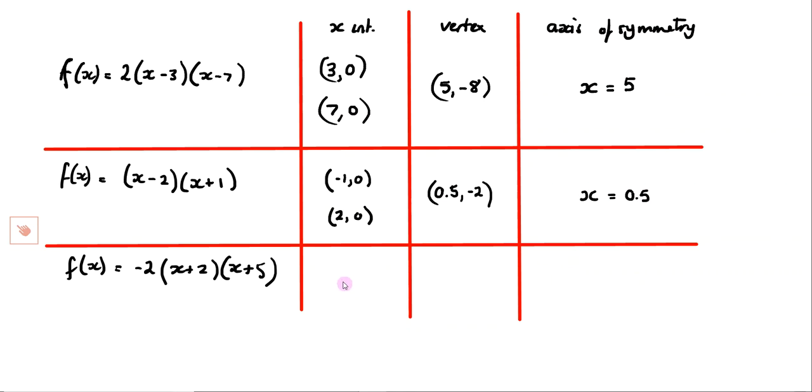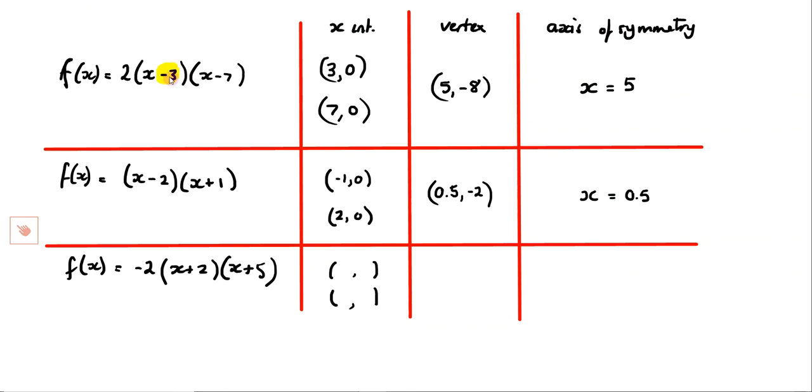X-intercepts for the third one. Have you done that? No. What could we do? Could we pattern spot here? What do you think? Prediction? Any predictions? Well, have you noticed anything? Yeah. Maybe, but not quite. I can see where you're going, but it's not quite.